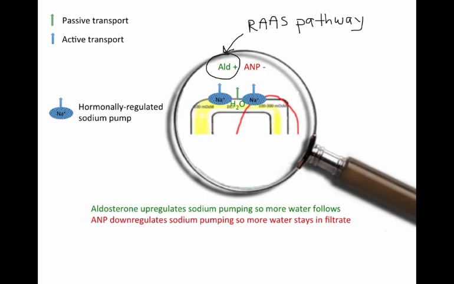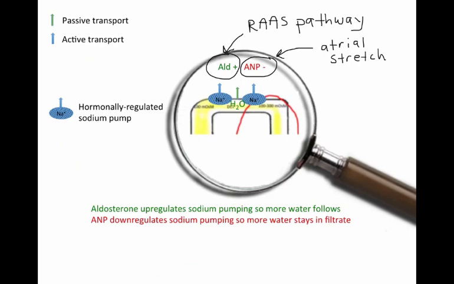The hormone that downregulates sodium pumping is ANP. The mechanism isn't quite known, but fewer proteins are in the membrane, so they're lost and their pumping activity is downregulated. And remember that ANP is secreted in response to atrial stretch, so if you have higher than normal blood volume. So how does this affect fluid reabsorption?